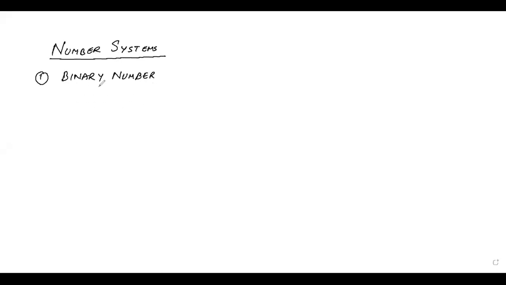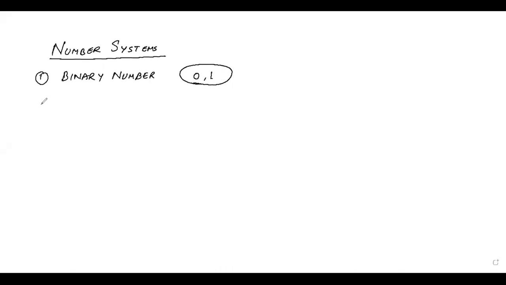We have to study binary number, and I think all of you know that in binary number we have only two base units. The base units are 0 and 1 only. So any number in binary will be made using only 0 and 1.